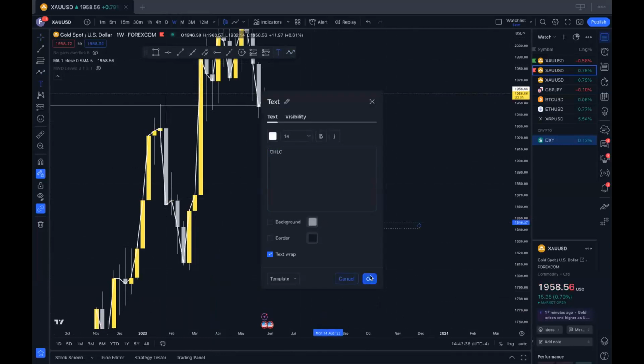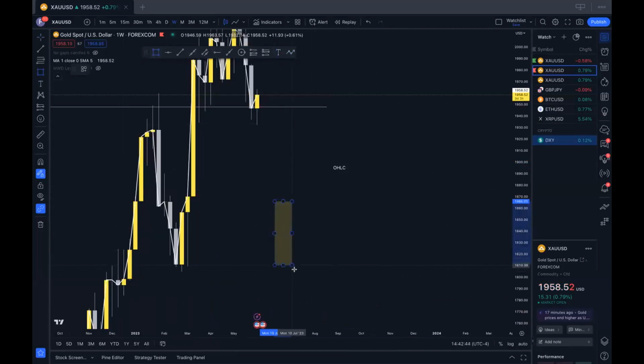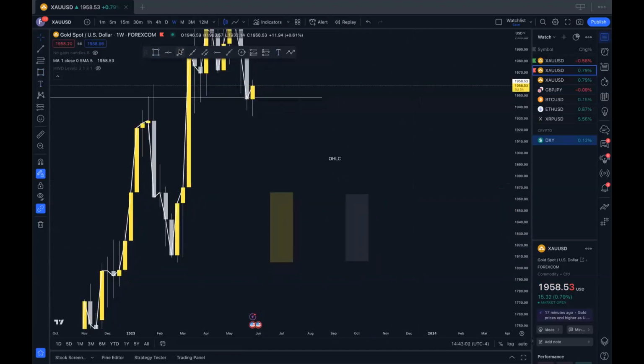OHLC, right? Open, high, low, and close. This is a bullish candle. This is a bearish candle. I need someone to really contribute and answer this question. How is this candle formed? Can someone tell me?